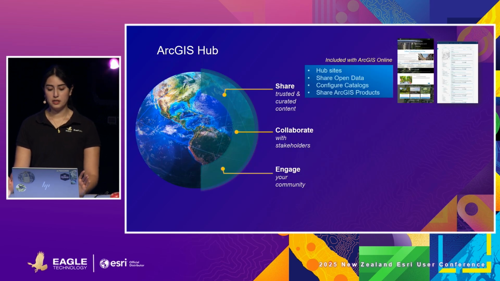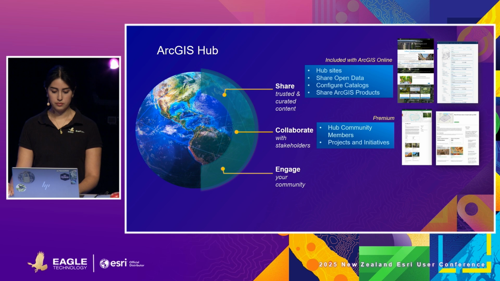With ArcGIS Hub Basic, you can create hub sites, and like I mentioned, the open data sites, and you can configure catalogs, and you can very easily link any of your ArcGIS Online content. But then with ArcGIS Hub Premium, you get a whole range of different capabilities. This introduces a whole other ArcGIS Online organization called the Community Organization. This is where people that you want to work more closely with can be a part of and be connected to your organization while still being separate.